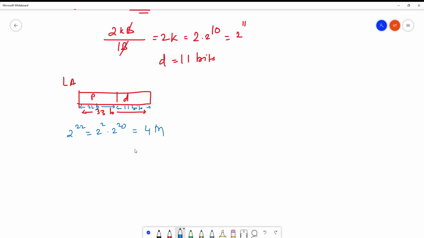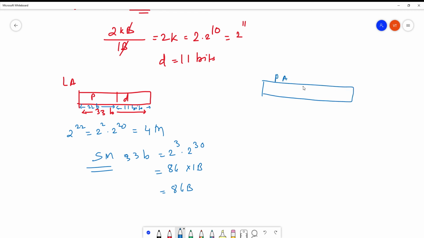Then we can have the secondary memory size, that is equal to 33 bits, that I can write as 2 raised to 3 into 2 raised to 30. So this will be 8G into 1 byte of memory, so that will be 8 GB. So this is the size of secondary memory required.